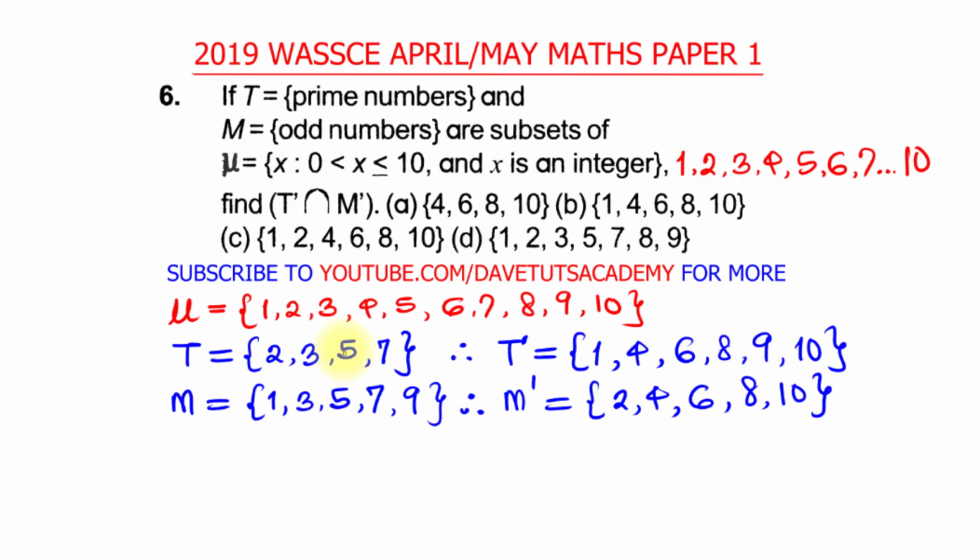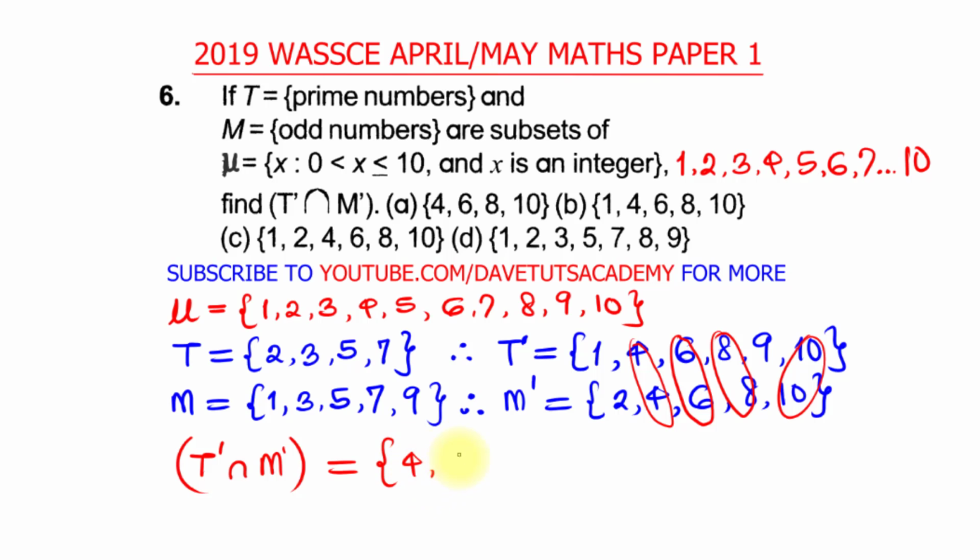We're asked to find the intersect of the complement of T and the complement of M, and that means we are going to look at the numbers that are common to both the complement of T and the complement of M. Let's do that together. You can see we have 4, 6, 8, and lastly 10. So the complement of T intersect the complement of M, if we want to list those elements, will be 4, 6, 8, and 10. That is our answer. If you look at the options, we can see 4, 6, 8, and 10 reflecting in option A. This is the way to go about solving this particular question if you come across it in the exam. The correct answer here is option A.